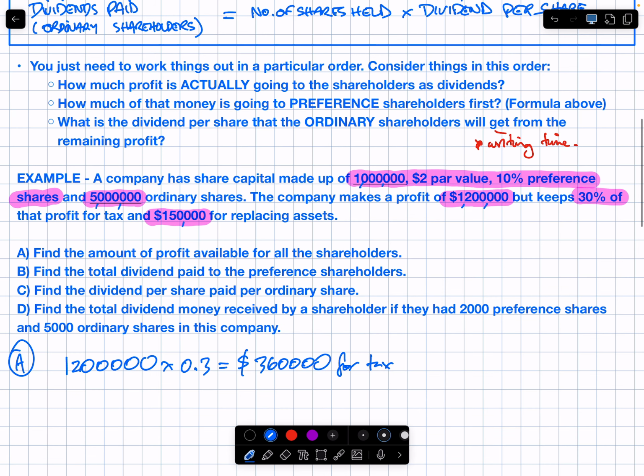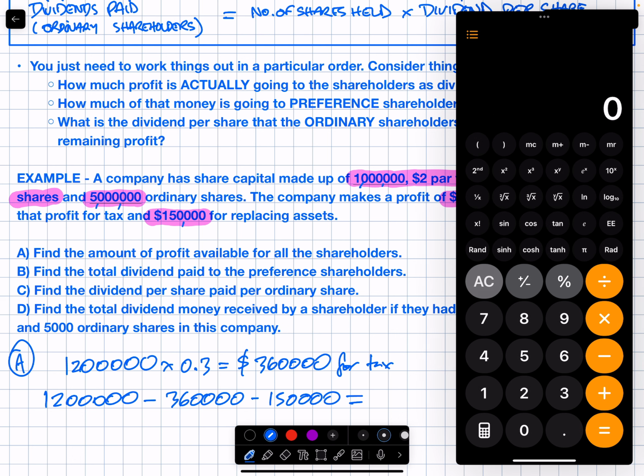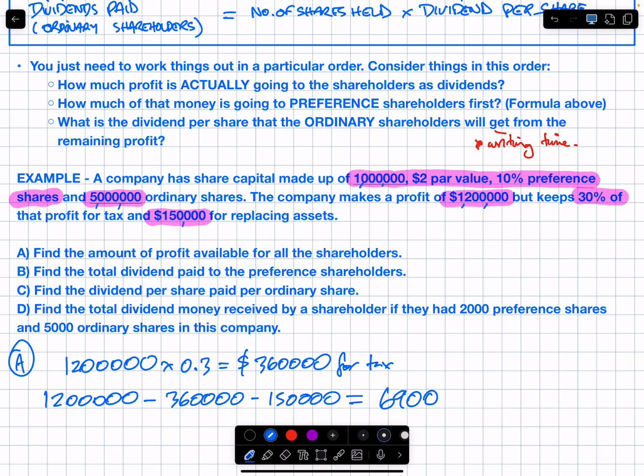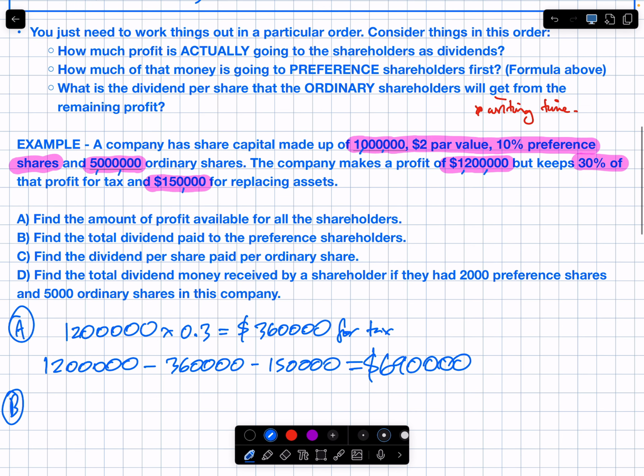So how do I work out what's left to be shared with people? That will be the 1,200,000, take 360,000, take 150,000. So the shareholders, for their dividends, are going to share a cake of 690,000 between them.